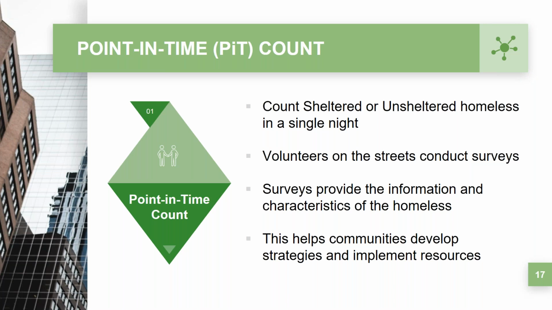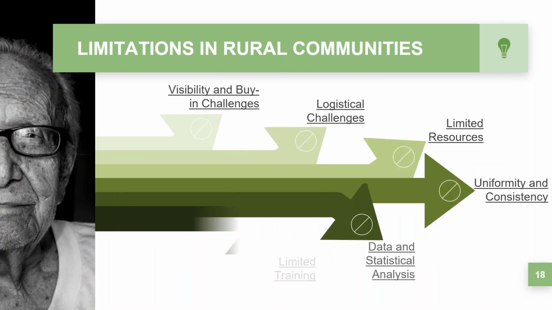But the picture completely changes when you move the same point in time count method to rural communities. Because rural communities are different. They're not urban communities. They have limited resources. They have logistical challenges. They're far and wide. How will volunteers walk around town to find people? They have data and statistical analysis limitations. The population of rural communities is different. They don't have the same capabilities as urban centers, and urban centers don't have the same capabilities as rural communities. So the talent pool is different, things are different, and the point in time count does not work for rural communities. And we realized that there was definitely a need for something more customized.